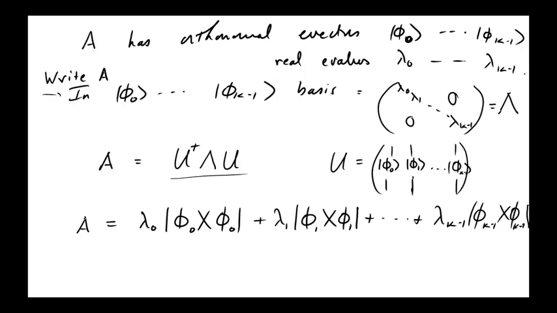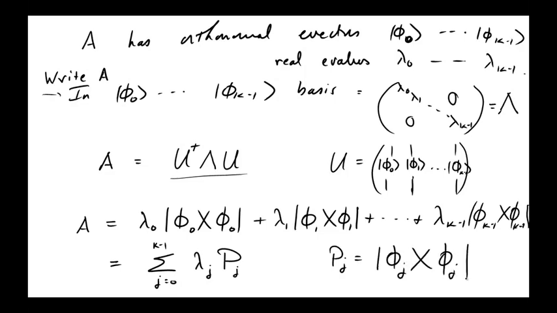Okay, so finally what this is telling us is that A can just be written as the sum over j going from 0 to k minus 1 of lambda sub j times the projection onto phi sub j. Let's call that projection matrix P sub j, where P sub j is ket phi sub j bra phi sub j.